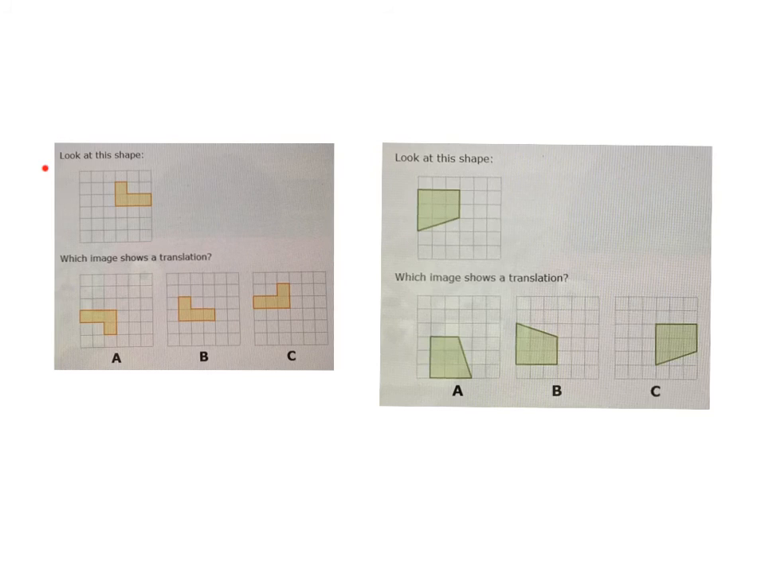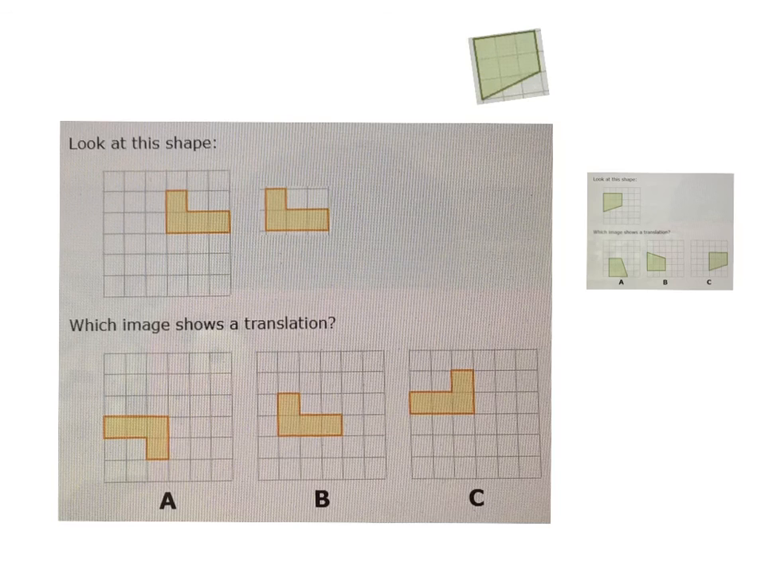In this example, they're saying, look at the shape, which image shows the translation? So remember, when we're doing a translation, the shape itself doesn't change, it doesn't rotate, it doesn't flip, it stays looking exactly like this. It just moves. So really this is the easiest one of all, because which is the only one of these options where the shape is the same? It's clearly B.